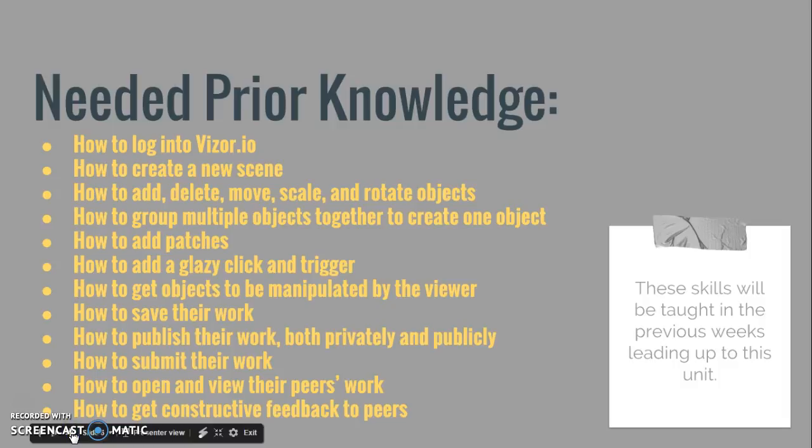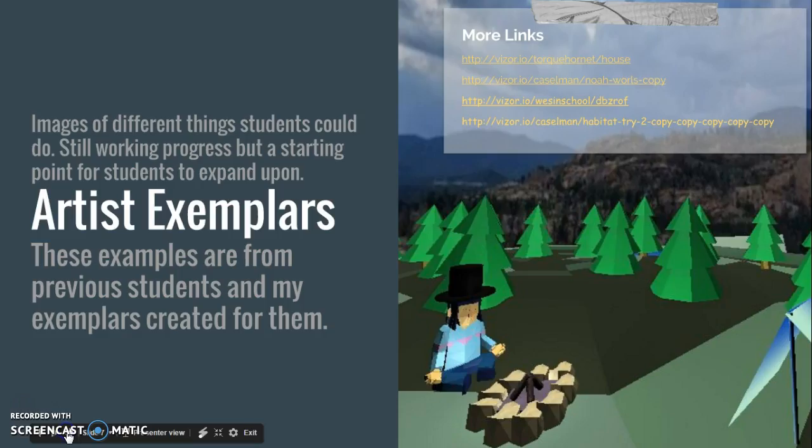Needed prior knowledge. These are all in a list, and I'm sure I could have thought of more of what the students needed to complete this unit. A lot of this won't make sense to you if you haven't worked with Visor, like a gaze click or a trigger, or publishing their work both privately and publicly. Right now, you probably don't get that. If you want to know more, let me know, and I'll make a tutorial for you. And like I said, these skills will be taught in the previous weeks leading up to this unit.